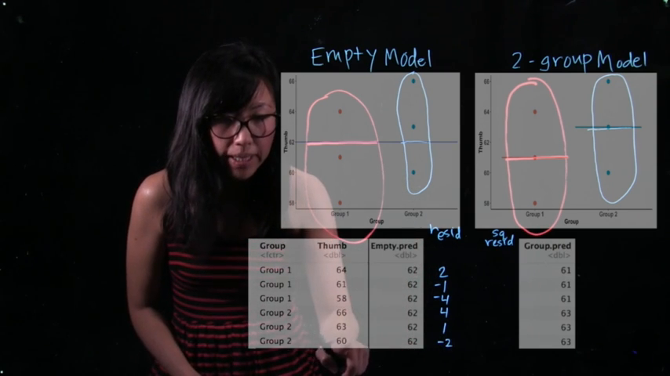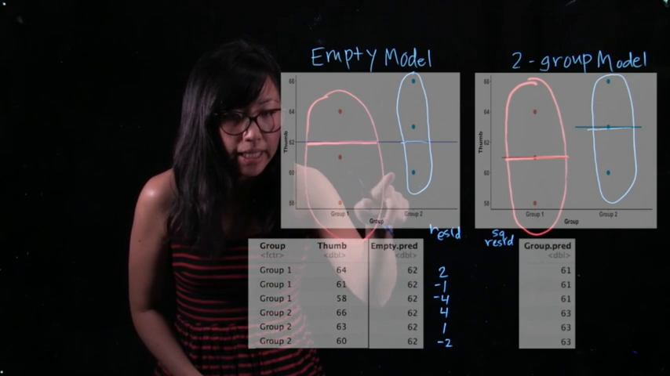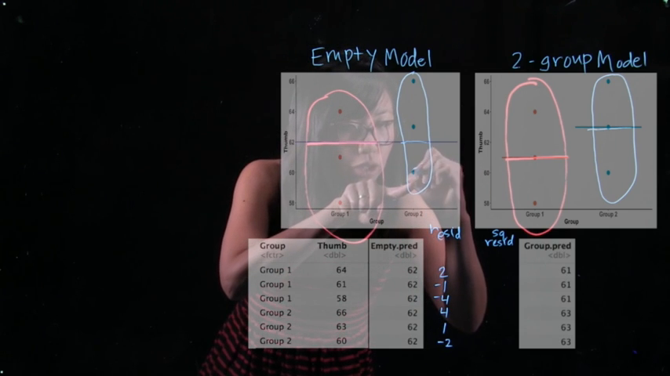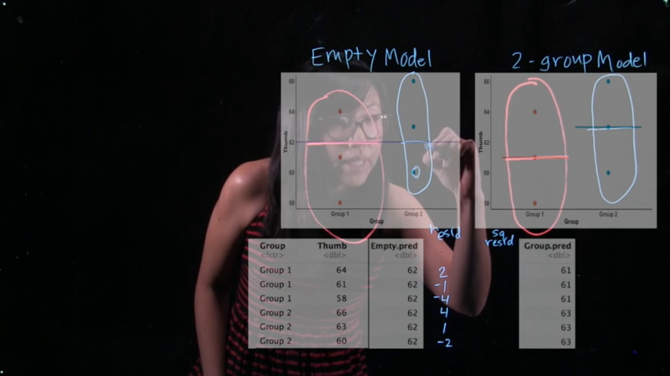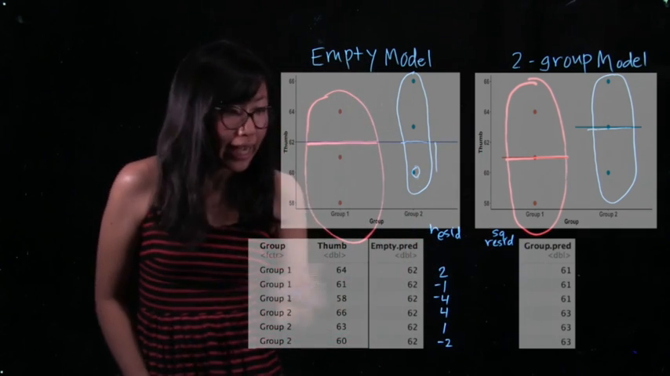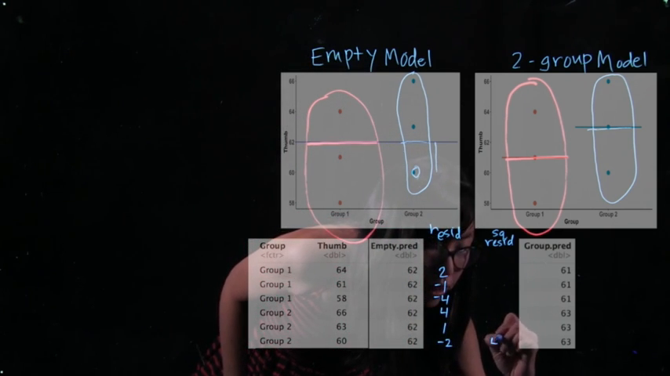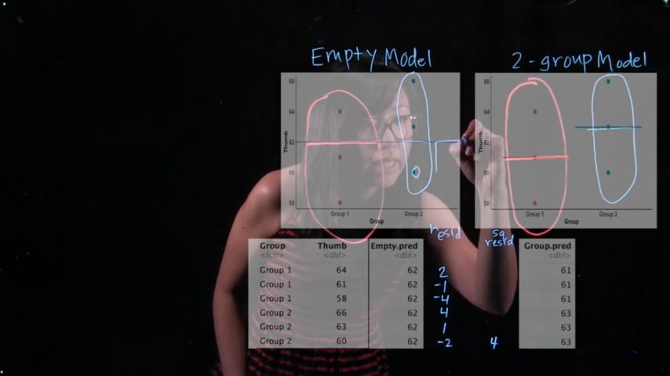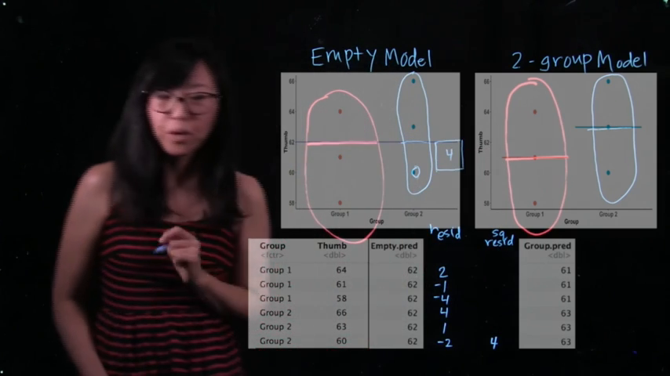So let's think about this 60 right here. It's that blue dot right here at 60 that's in group 2, right? And so I'm just going to draw a little circle around him. And so my residual from the empty model looks something like that. And then I'm going to square that residual, right? And so it's negative 2 squared, which is 4, right? That is my little 4 right there, right?